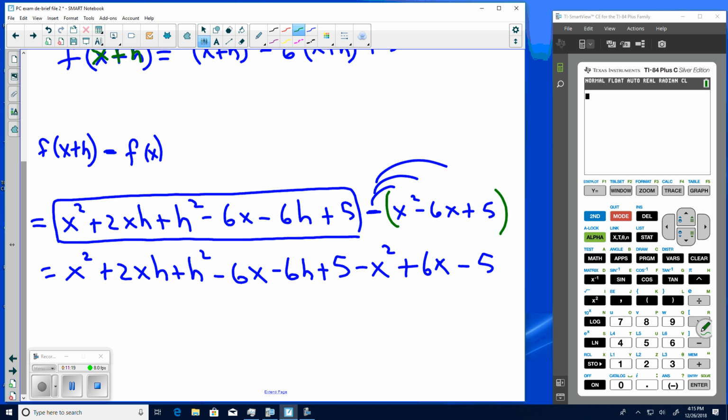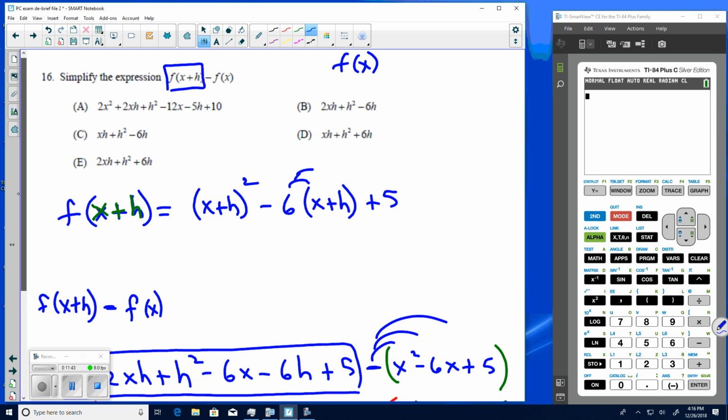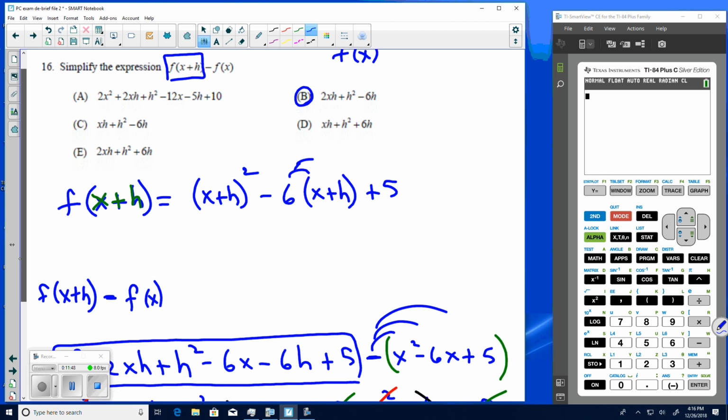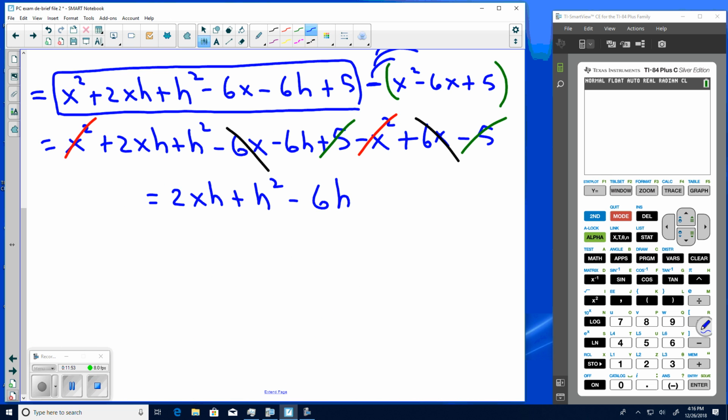And then you'll notice that the 5's go away, the x squares go away, and the 6x's also go out. 6x and 6x. Okay, so what you're left with is the 2xh and an h squared and a minus 6h. So 2xh plus h squared minus 6h. Answer was B. The next problem asked you to work with this and to divide it by h, right?